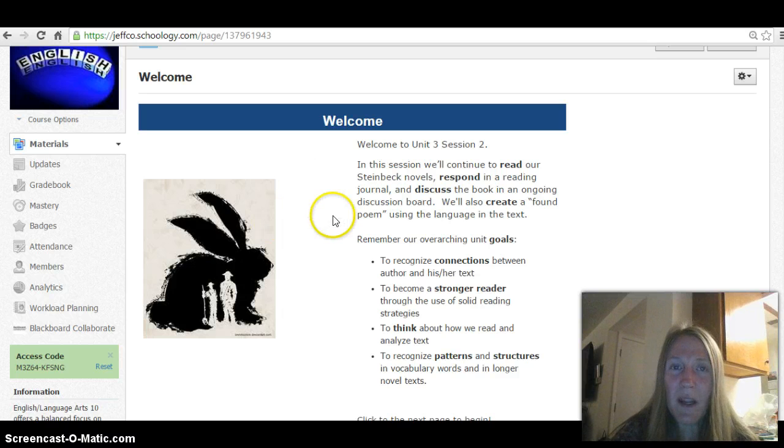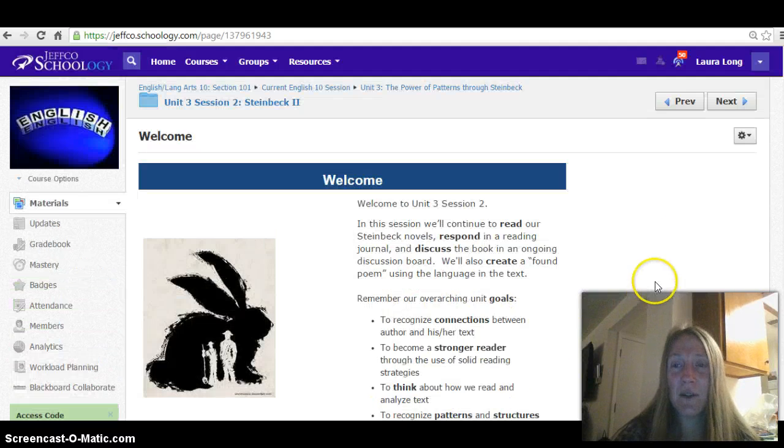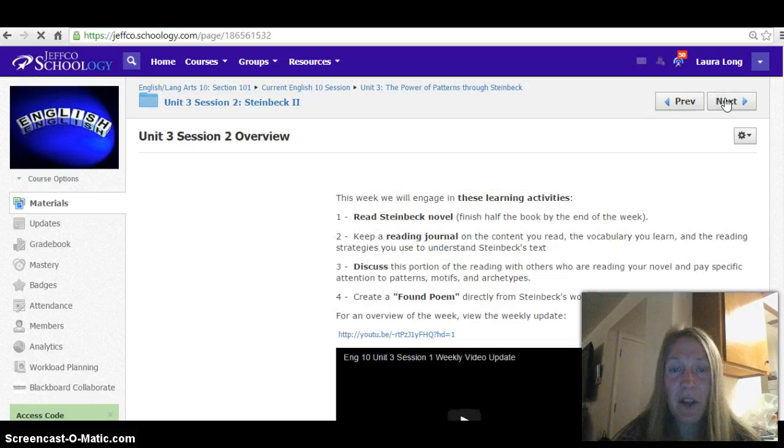So anyway, we are beginning the second session of Unit 3, and this is continuing our Steinbeck unit, looking at different patterns in literature. We are going to continue to read, respond, discuss, and create in this unit with the goal of recognizing connections, becoming a stronger reader, thinking about the process of reading and how we analyze text, and recognizing patterns and structures.